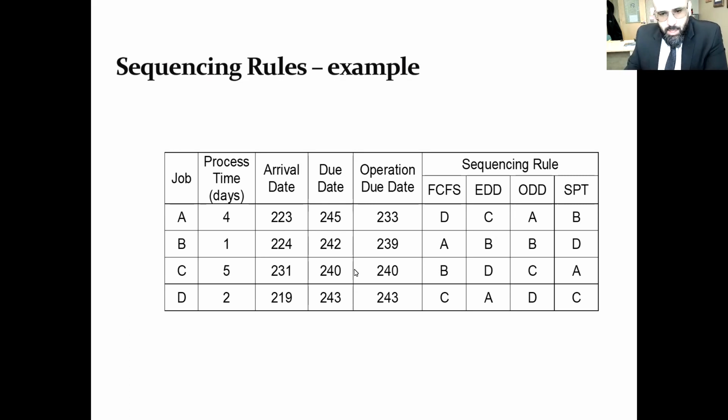Earliest due date would be based on the due date. We're going to use this column right here. And for the operations due date, this is one of the things that I did not cover earlier: one of the sequencing rules is called the operational due date, based on the operations time. The sequence would be based on the shortest to the longest operations. So that would be 233 first, 239, that's B, and then C and D.